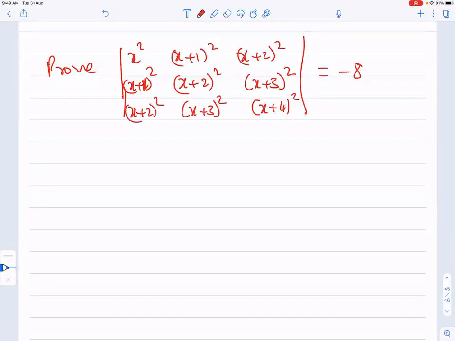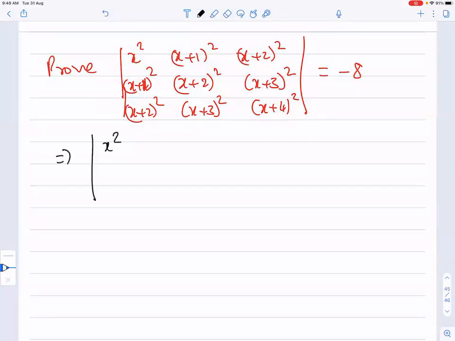Okay. Now let me explain this. How do we prove it? See, row operations are most used when we have too many things like this. Okay, first let us expand them and write. Then I will tell you.